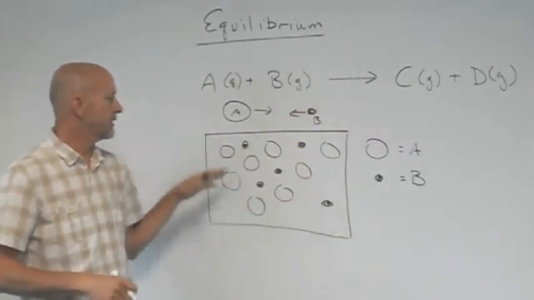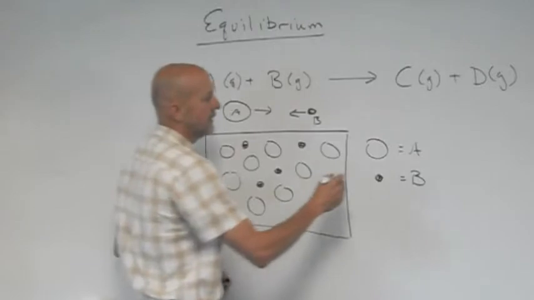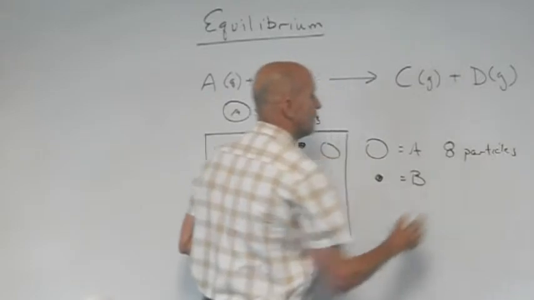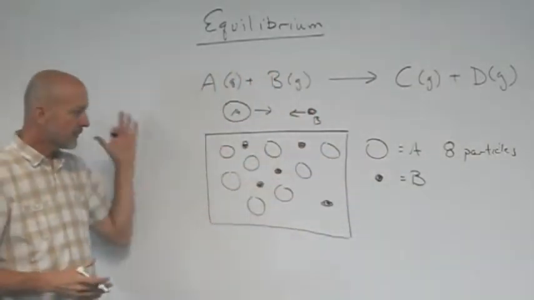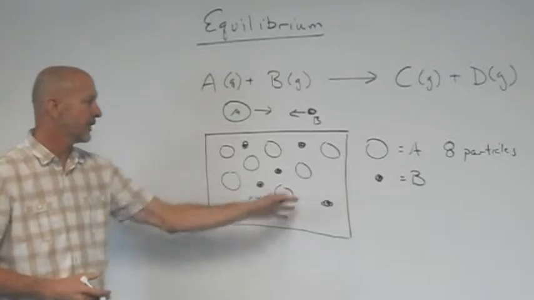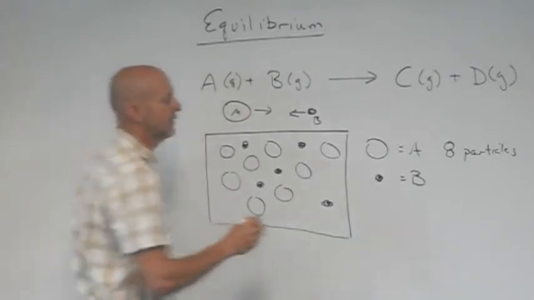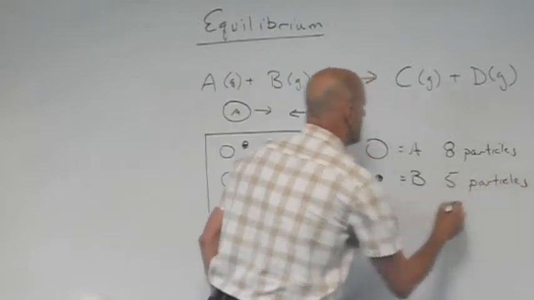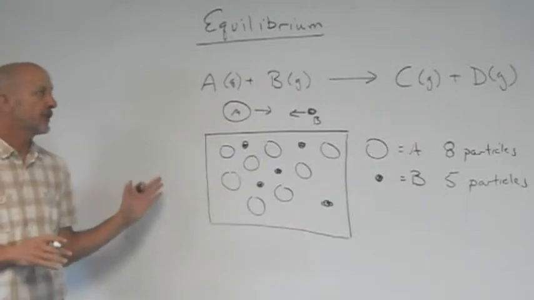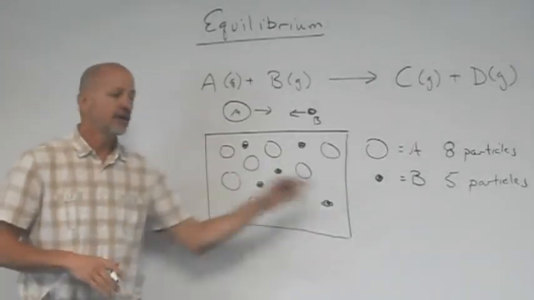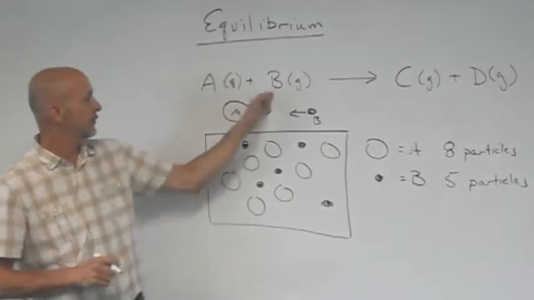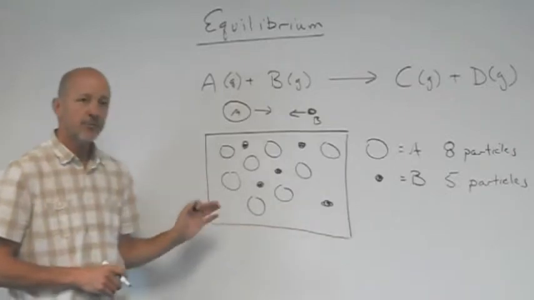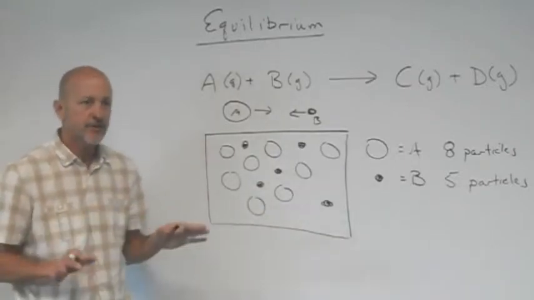So I start with some container, and I put about 8 particles of A in this box. And I'm just going to start with some kind of random number. I'm going to say I put 5 particles of B. So I've got 8 A, 5 B. And up until this point, we've been saying, okay, this reaction is going to continue until something runs out. In this case, it's 1 for 1, and so I've got less B. So this reaction would continue until I run out of B, and then the reaction stops.